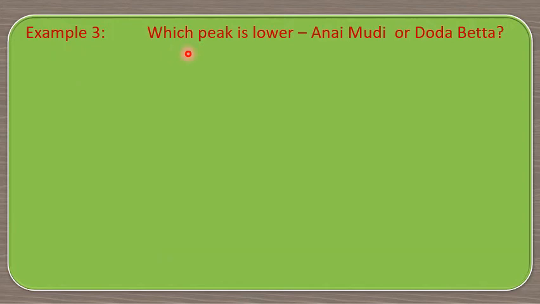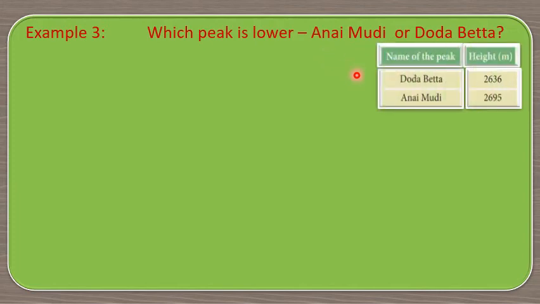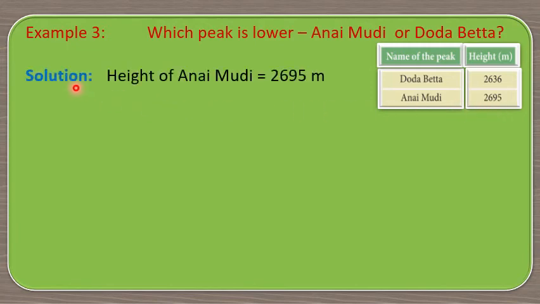Example number 3. Which peak is lower, Anaimudi or Doddabetta? In this example, we will find the height of which of these two mountains is less than the other. For the heights of these mountains, we will refer to the table which was given. So according to the table, height of Doddabetta is 2636 and height of Anaimudi is 2695. Let us write down these here in the solution.